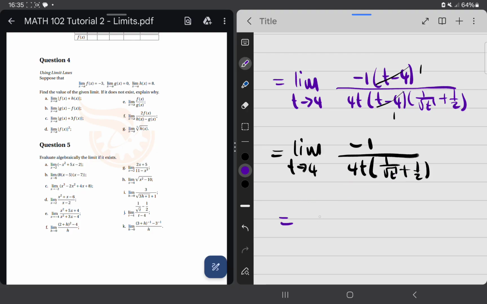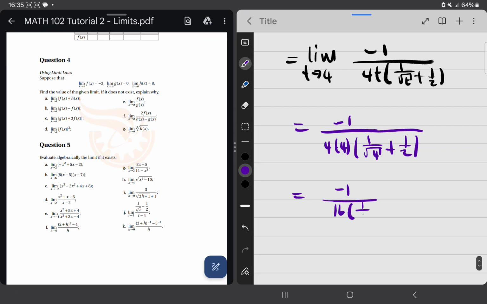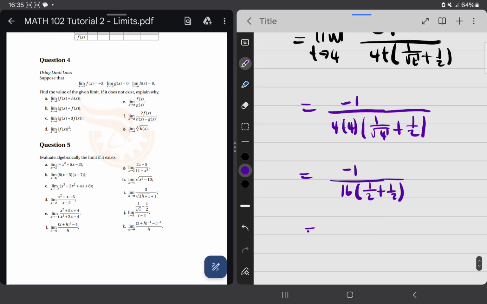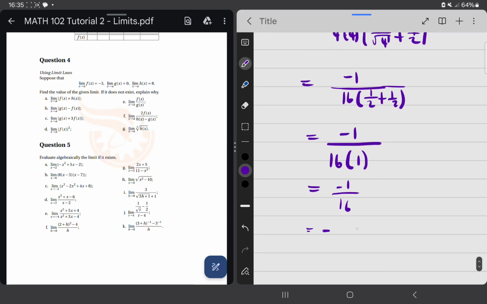So we now substitute: minus 1 over 4 by 4 multiplying 1 over root 4 plus half. This is equal to minus 1 over 16 multiplying 1 over 2, because the root of 4 is 2, plus half. So it's equal to minus 1 all over 16 multiplying half plus half, which is 1. So it's minus 1 over 16, which you can just write as negative 1 over 16. And I am done. This is the final solution to this one.